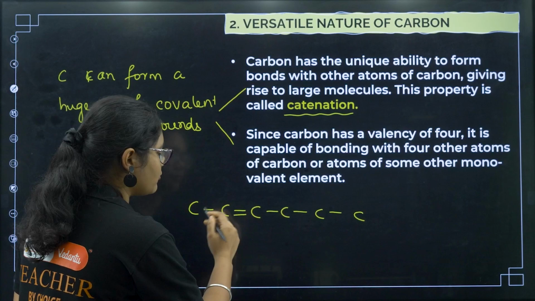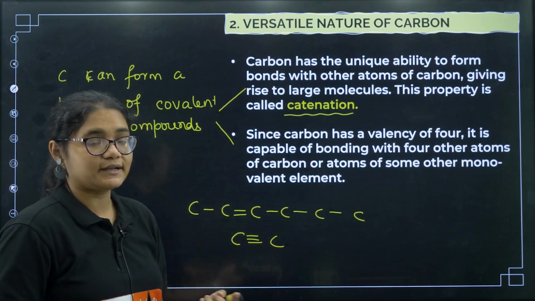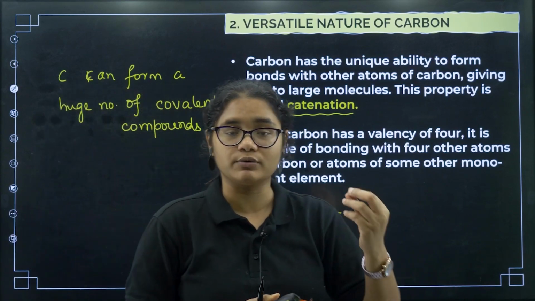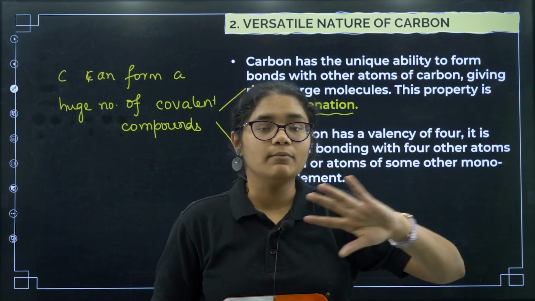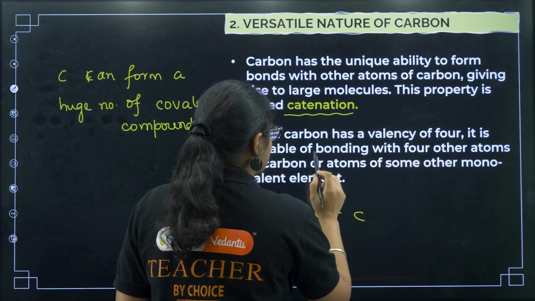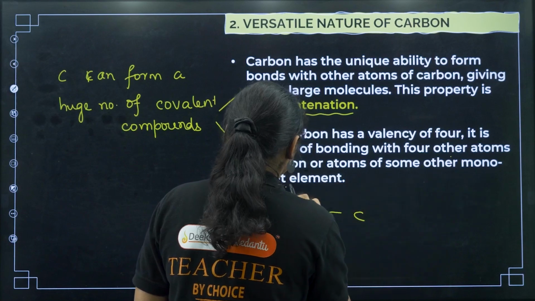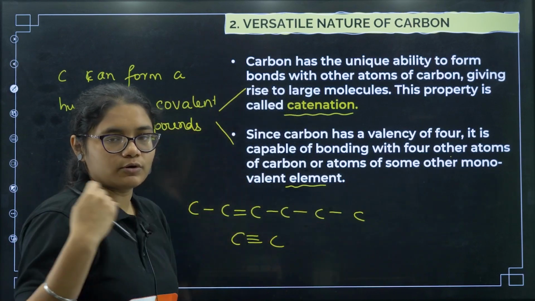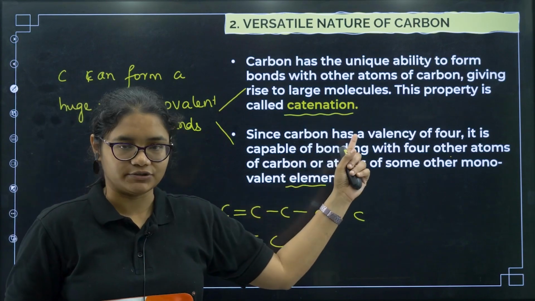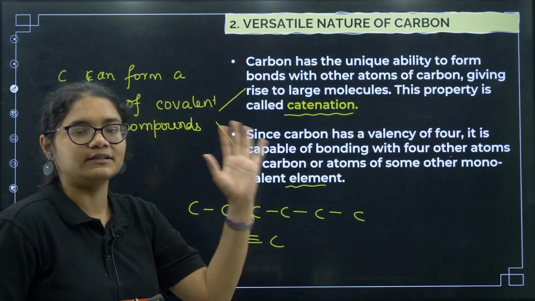Next, it can form a double bond between 2 carbons, and we can find a triple bond between 2 carbons. Such properties are not found in any other element. That is why in nature only carbon has so many compounds. Next, since carbon has a valency of 4, it is capable of bonding with 4 other atoms of carbon or atoms of some other monovalent element. So carbon can form 4 bonds at a time because it has 4 valence electrons, and it has this property of catenation. These 2 properties help carbon form a large number of compounds in this universe.